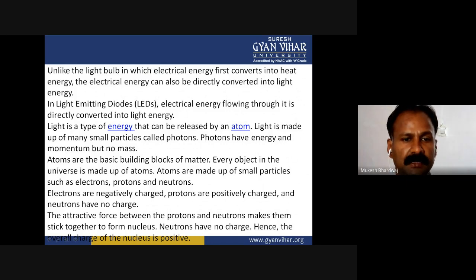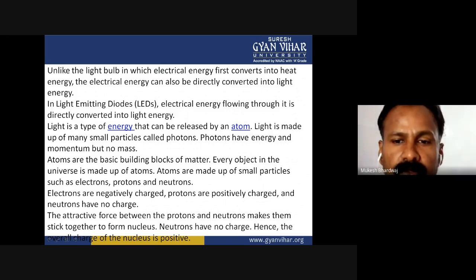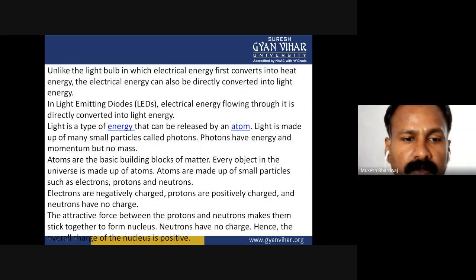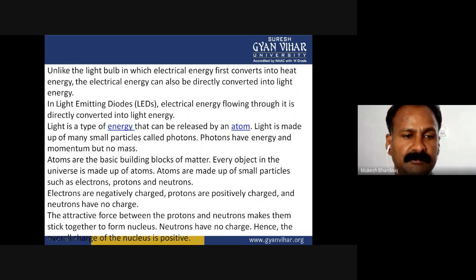Atoms are the basic building blocks of matter. Every object in the universe is made up of atoms. Atoms are made up of small particles such as electrons, protons, and neutrons. Electrons are negatively charged, protons are positively charged, and neutrons have no charge. The attractive force between the protons and neutrons makes them stick together to form the nucleus. Neutrons have no charge, hence the overall charge of the nucleus is positive.